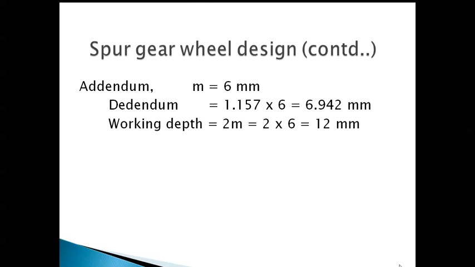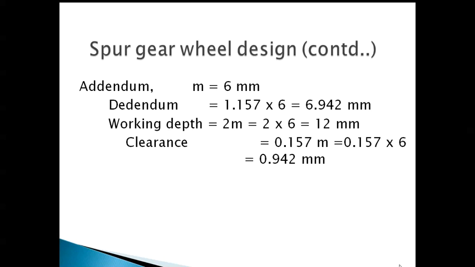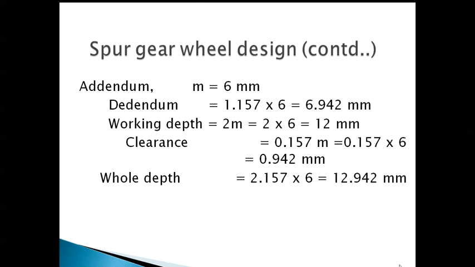Working depth equals 2 into m, that is 2 into 6, equal to 12 mm. Clearance is equal to 0.157 m, that is 0.157 into 6, equal to 0.942 mm. Whole depth is 2.157 into m, that is 2.157 into 6, that is 12.942 mm.